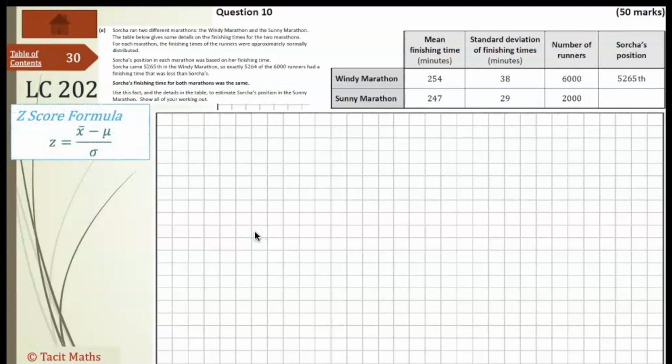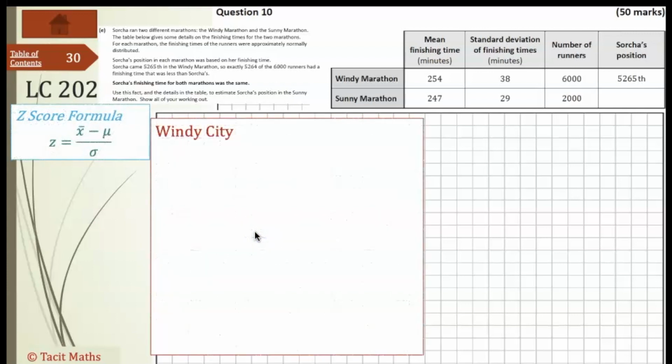We know the process we take when doing z-scores is that we list out the data. So the mean time is 254. The standard deviation for Windy City is 38. But the problem here is that we don't know what her finishing time was. We know her finishing position, but we don't know her finishing time. And because the times are the same for both marathons, we don't know her time for the Sunny Marathon either. So that's the key to this question. If we can identify what the time is, then we can somehow figure this out. Now, this is a very similar question to part B.